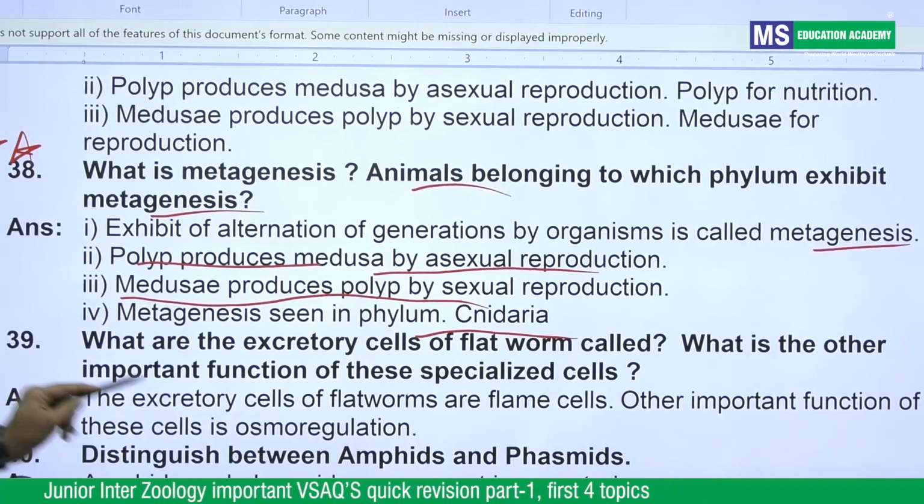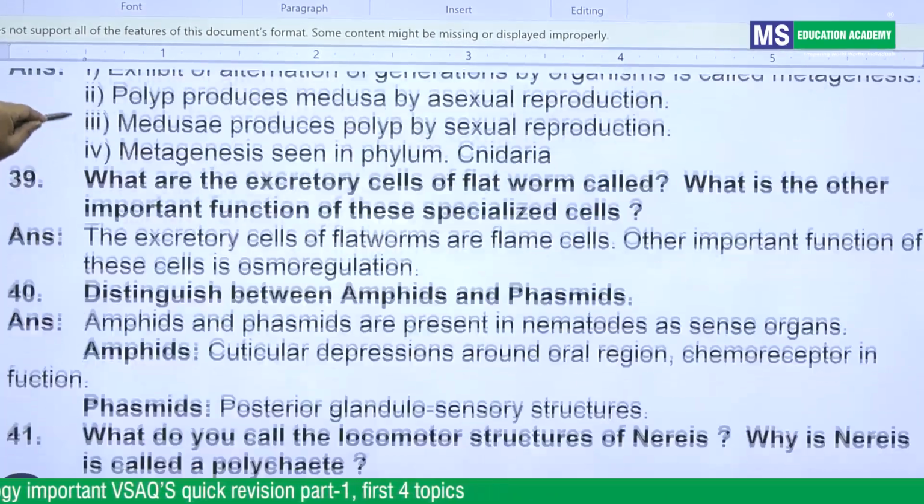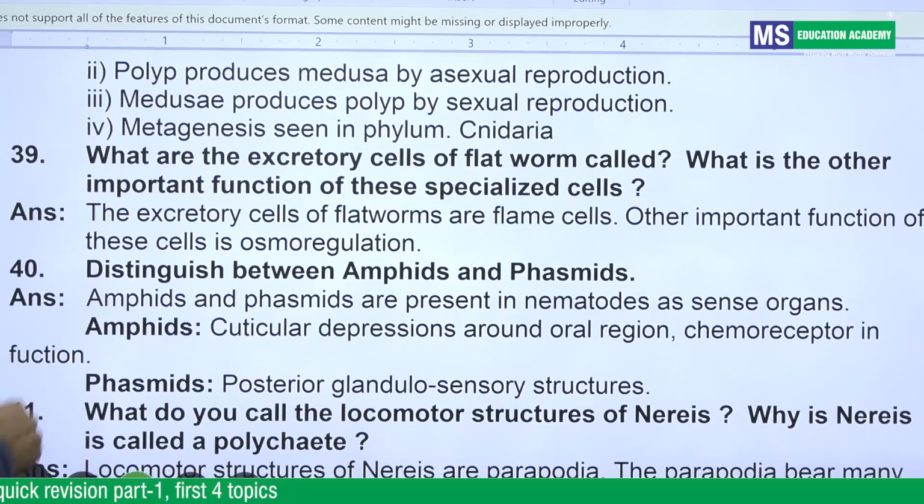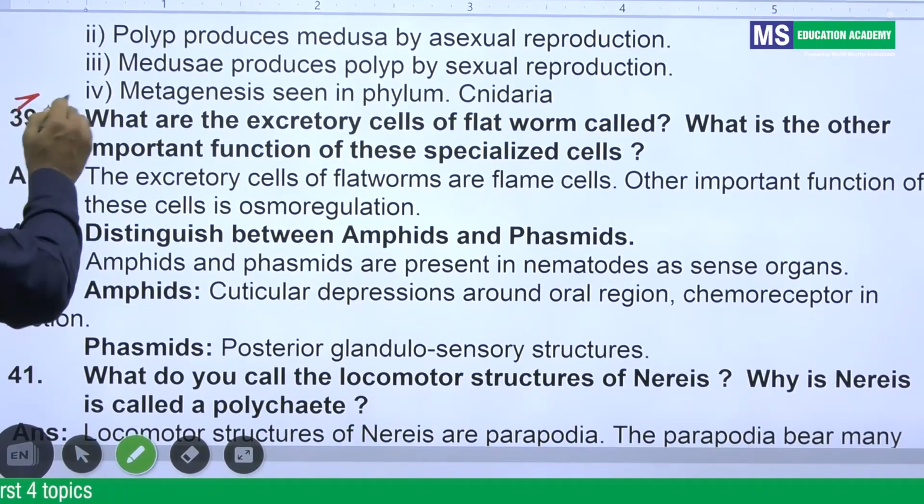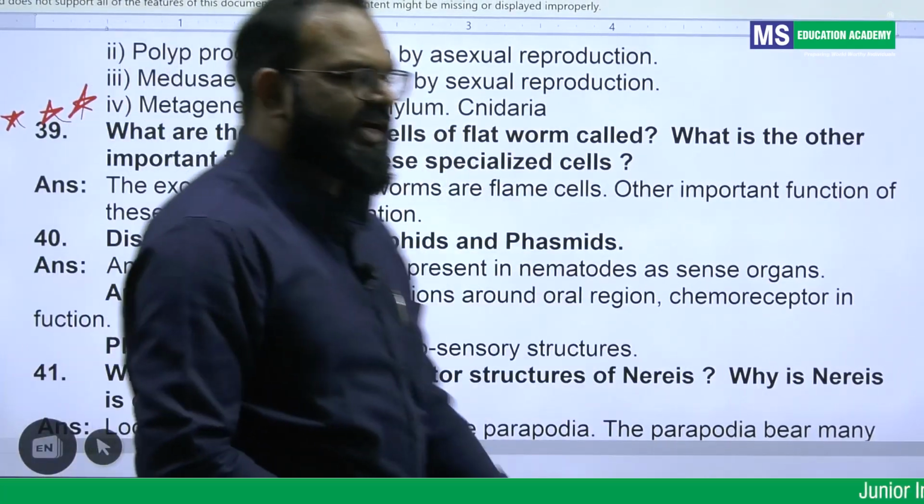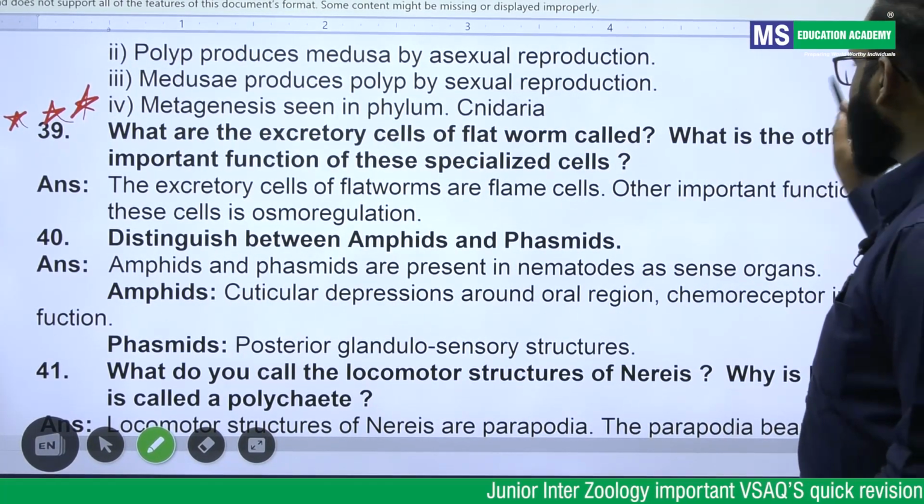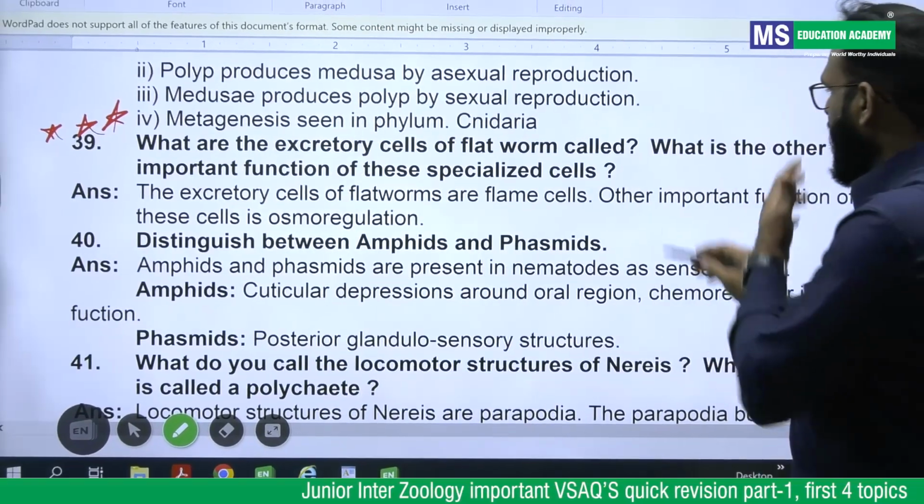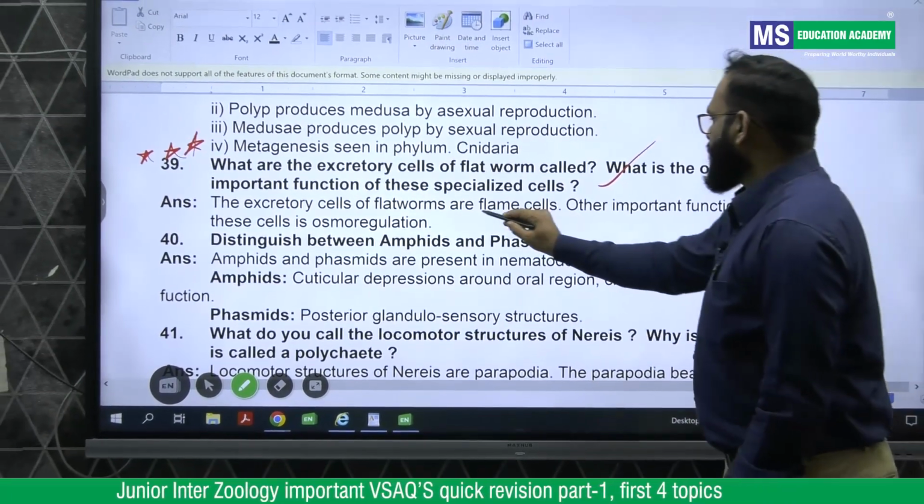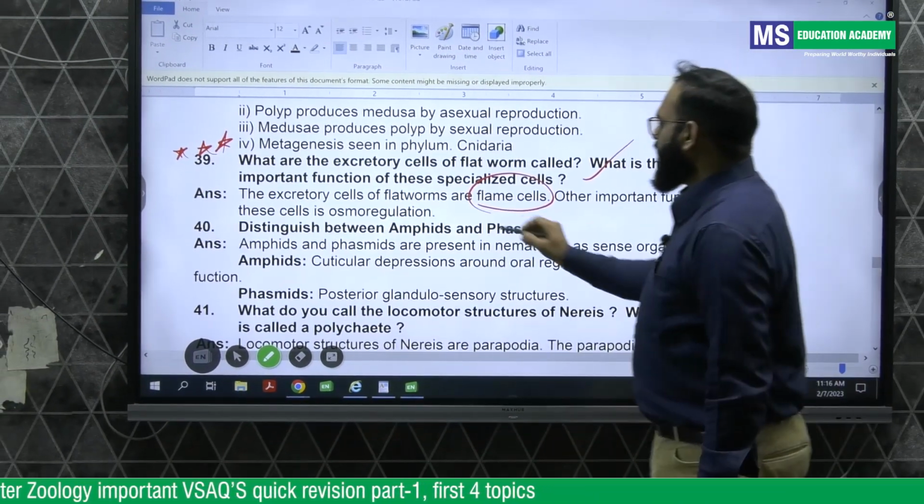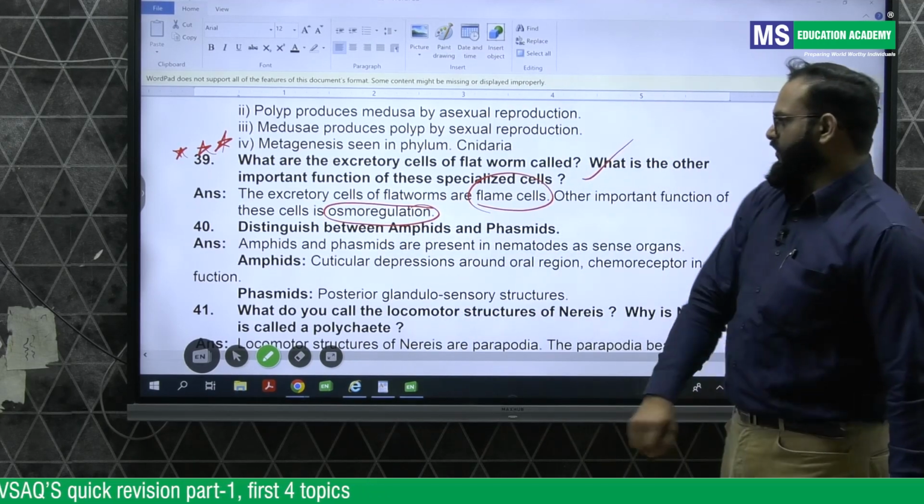Students, another important question, this can also come in the exam. What are the excretory cells of flatworm called? What is the other important function of these specialized cells? Flame cells is the answer, and the other important function is osmoregulation.